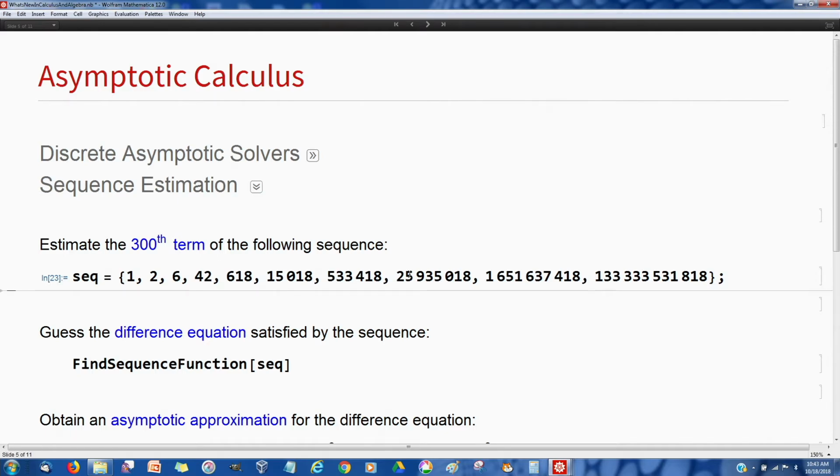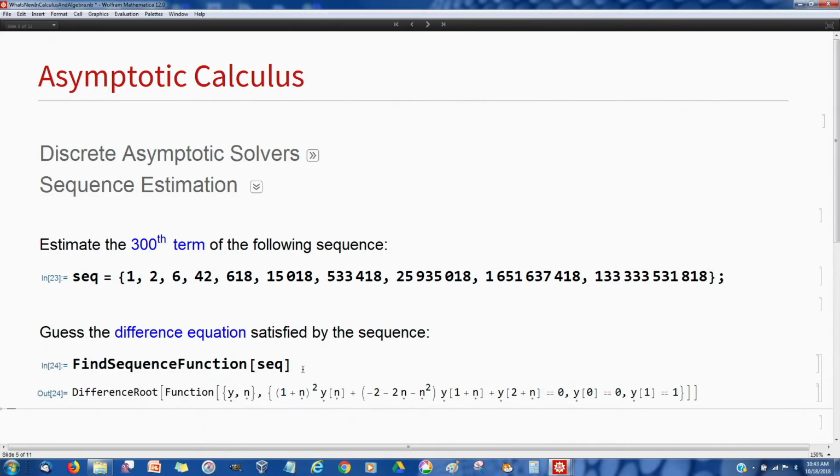So in version 7, Charles did a very nice job of putting up something called FindSequenceFunction, which will try and guess a formula. Well, in this case, what happens is FindSequenceFunction doesn't quite succeed. It gives back a difference root. So it gives back a difference equation. And of course, you can work with that.